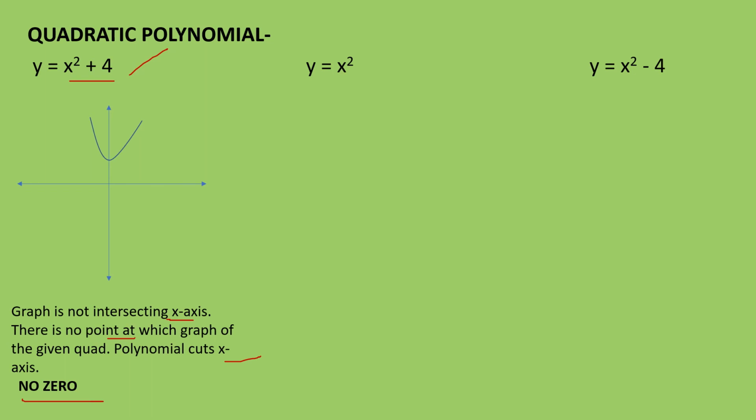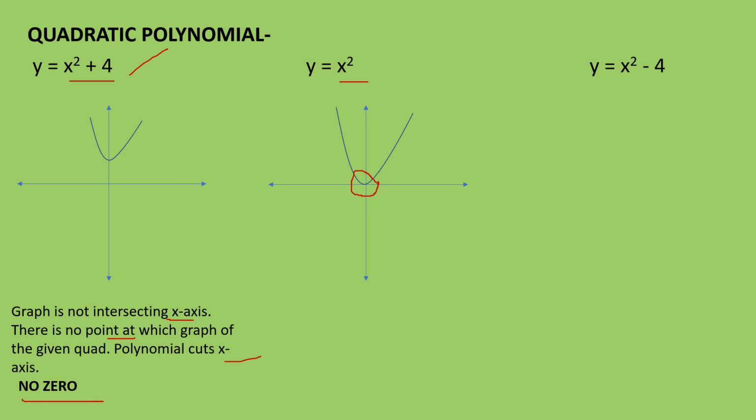Now let's take another example. y equals x square. For this also, first we will find the coordinates, and after that, when we draw the graph, it will be like this. Now you can see this graph is touching the x-axis at the origin. It is not intersecting, but touching we will also consider as intersecting. That means this graph is touching the x-axis at one point, right? That point is only the origin.